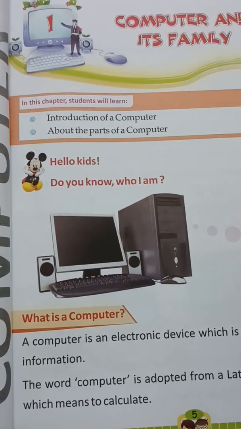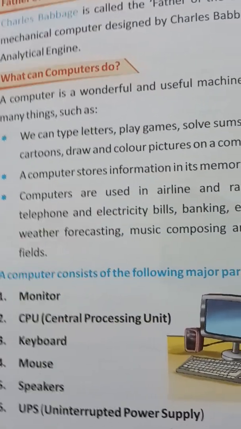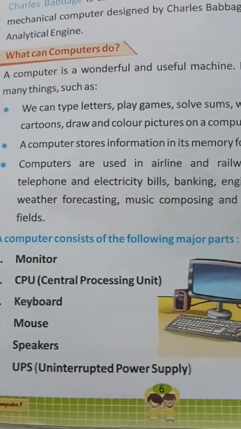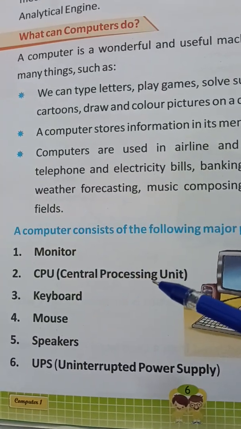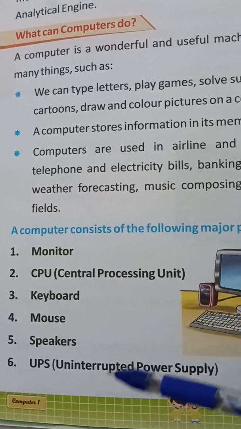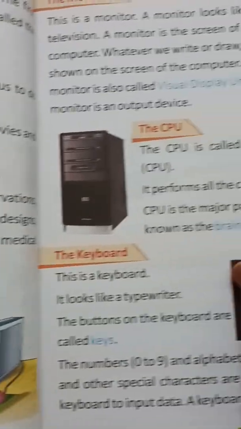In the last class, we read about what a computer is, the father of the computer, and what computers can do. We also read about the major parts of the computer. What are the major parts of the computer? Monitor, CPU (central processing unit), keyboard, mouse, speaker, UPS (uninterrupted power supply). So today we'll be reading about the monitor.